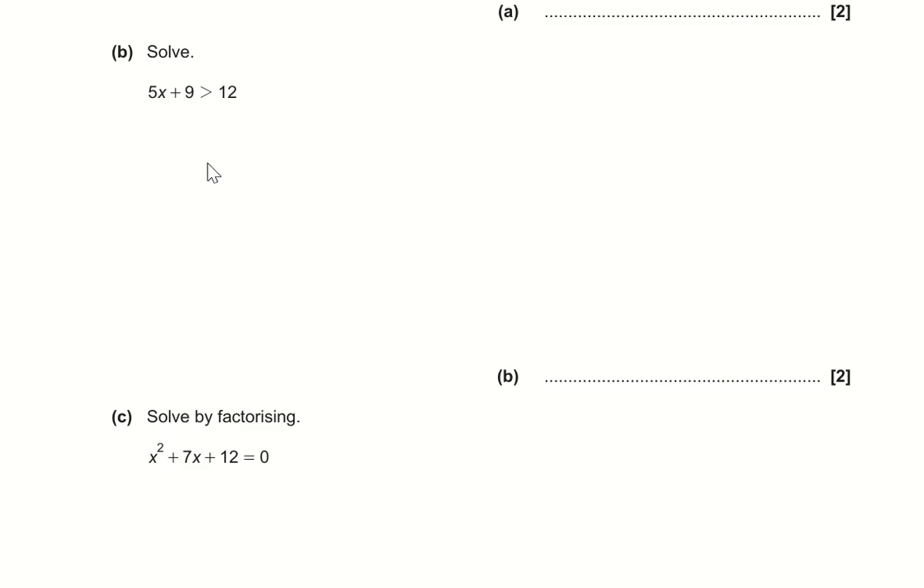Inequality is here, same as an equation. What I want to do, I'm going to take away 9 from both sides. 5x, take away 9 from both sides, then you will get 12 take away 9 is 3. So now I'm going to divide by 5 from both sides. So when you divide by 5, you get x greater than, so 3 divided by 5, you will get 3 over 5.